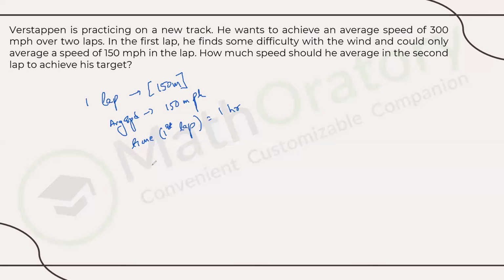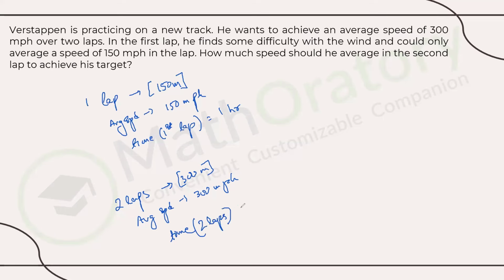Now, what is the target? The target is to cover 2 laps with an average speed of 300 miles per hour, isn't it? That's what the question says. That's something he wants to achieve. Now, since we considered 1 lap to be 150 miles, now I cannot assume again. So if 1 lap is 150 miles, then 2 laps should be 300 miles. Now, if 2 laps, that is 300 miles, have to be covered with an average speed of 300 miles per hour, the time for the 2 laps should be how much?